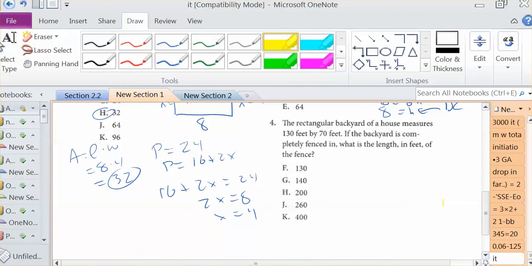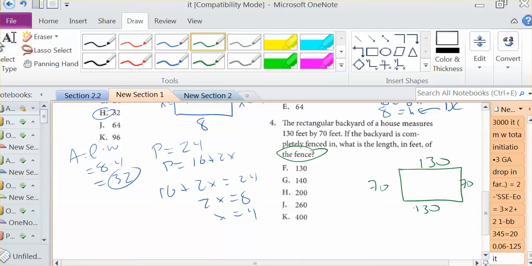Lastly, for number 4, the rectangular backyard for a house measures the following dimensions: 130 by 70. So you have 70 and 130. They want to know, if the backyard is completely fenced in, what is the length in feet of the fence? So really all they're asking for is just the perimeter.